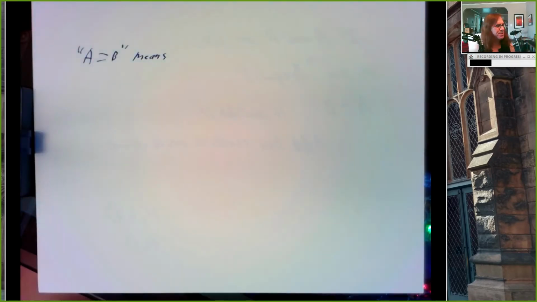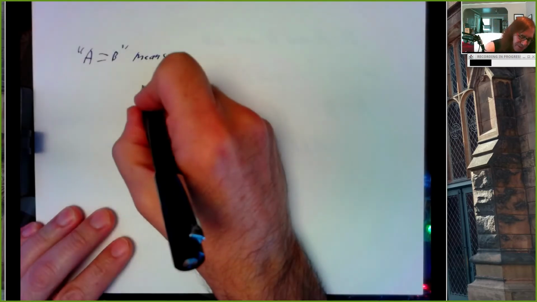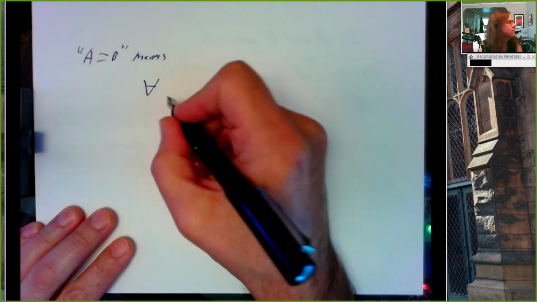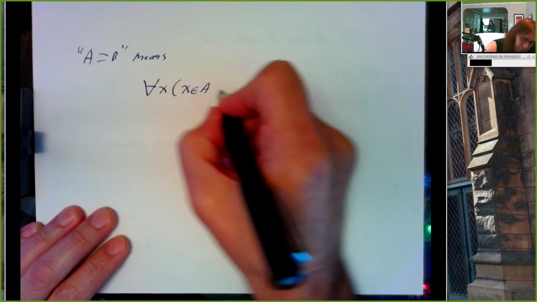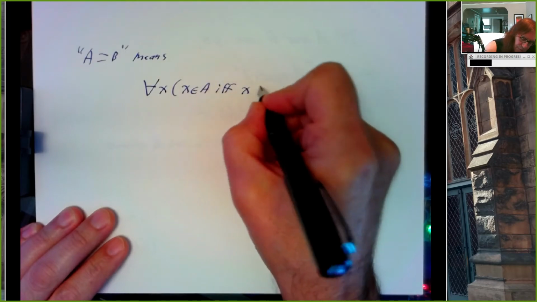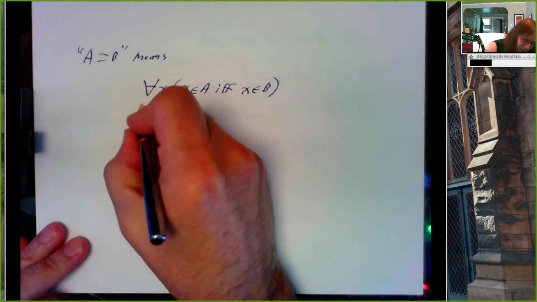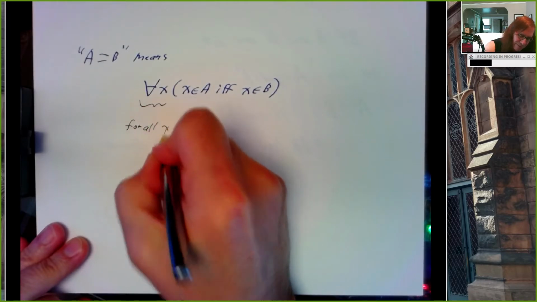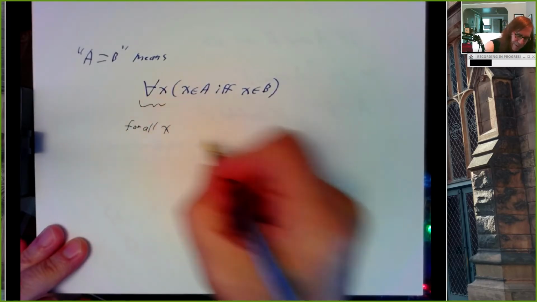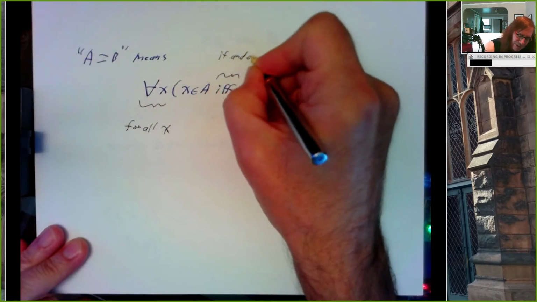So saying A equals B means, we can write this in shorthand, and we'll talk more about this later, but I'm going to show you a nice way to write this. All right, so what's going on here? This upside down A followed by an X is a shorthand way of saying for all X. And this IFF is a shorthand way of saying if and only if.